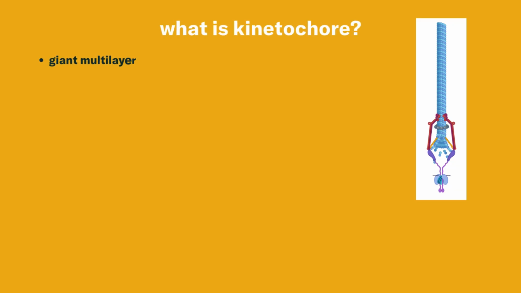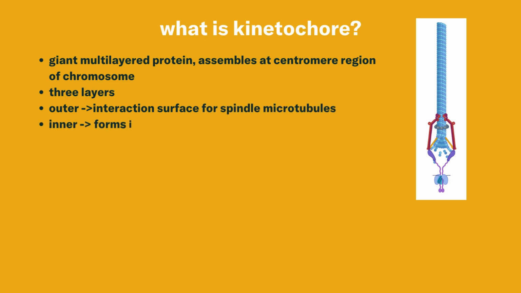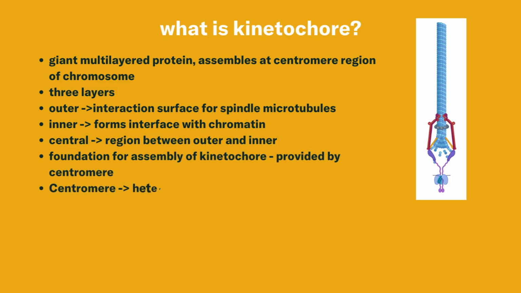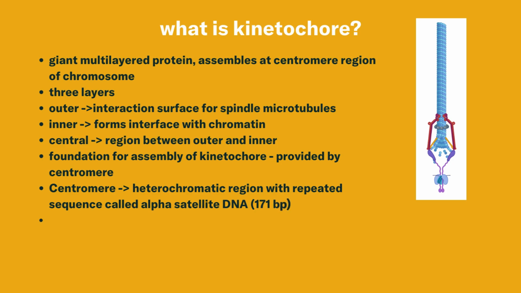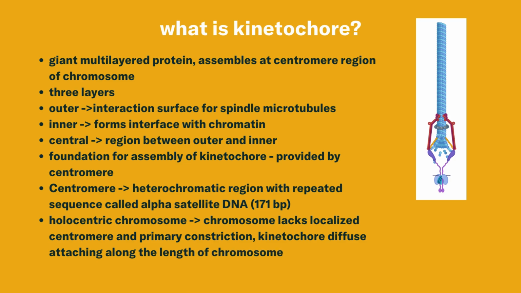What is the kinetochore? It is a giant multilayered protein structure that assembles at the centromere region of the chromosome. It has three layers. The outer layer is the interaction surface for spindle microtubules. The inner layer forms the interface with chromatin. The central kinetochore is the region between outer and inner. The foundation for assembly of the kinetochore is provided by the centromere. The centromere is a heterochromatic region with a repeated sequence called alpha satellite DNA, 171 bp. A holocentric chromosome is a chromosome that lacks a localized centromere and primary constriction; the kinetochore is diffuse, attaching along the length of the chromosome.